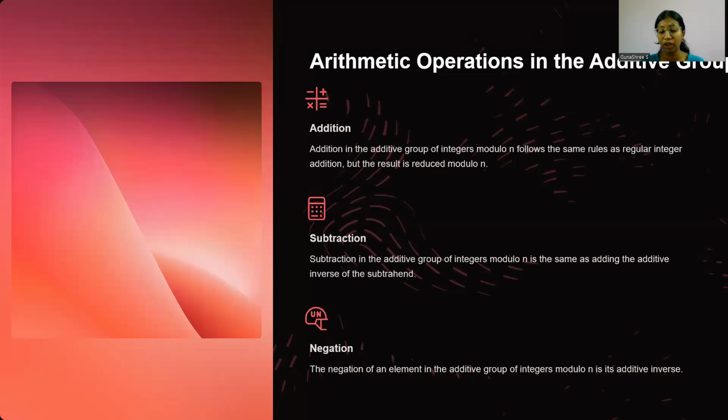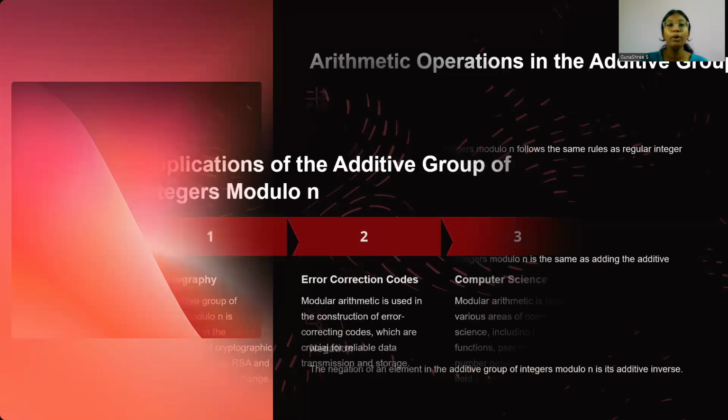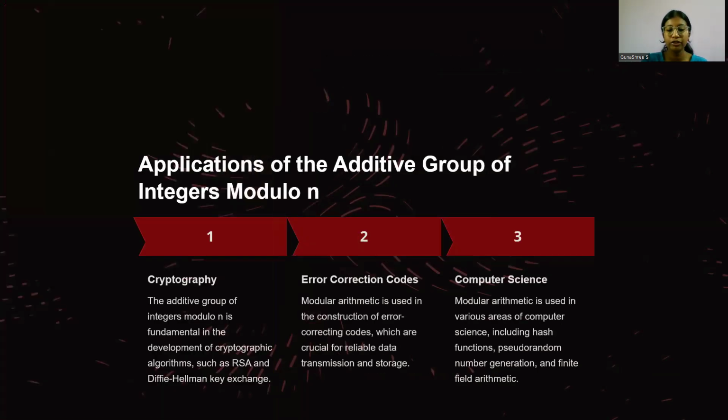These arithmetic operations come in handy and make the additive group of integers useful in number theory and the cryptography field. Moving on to the applications of the additive group of integers modulo n. First thing is cryptography. Here it is one of the fundamental concepts in the development of cryptographic algorithms such as RSA and Diffie-Hellman key exchange methods, and also in data transmission.